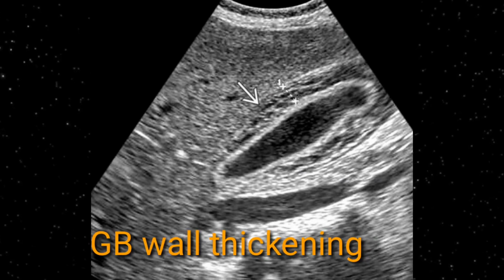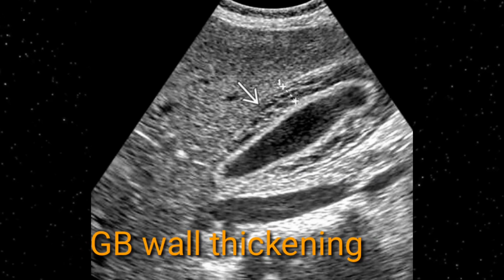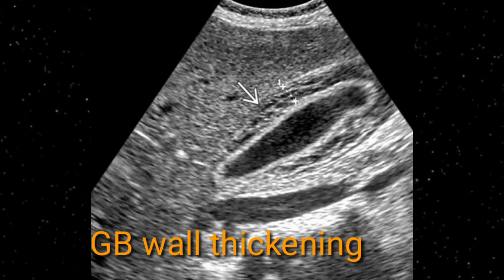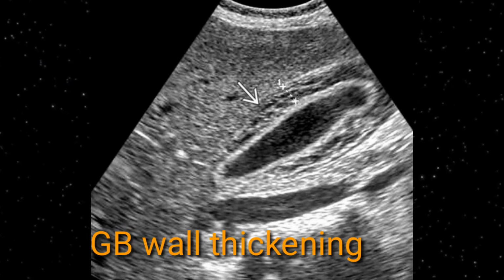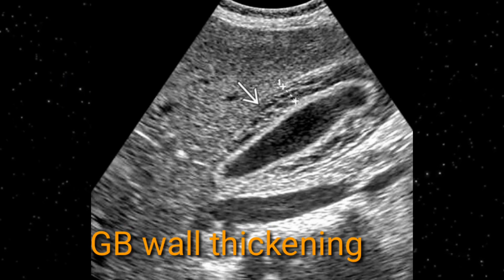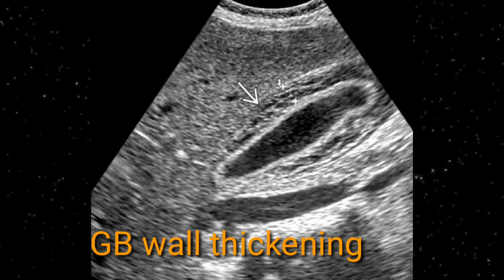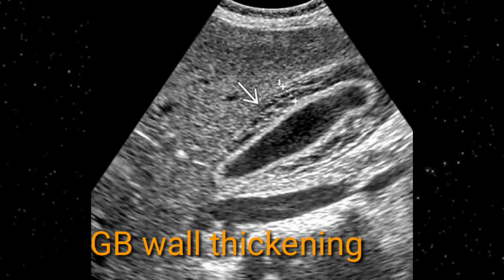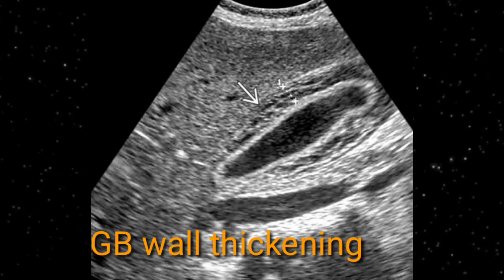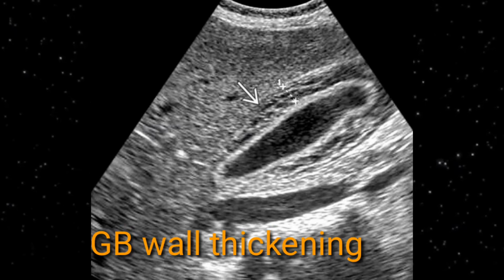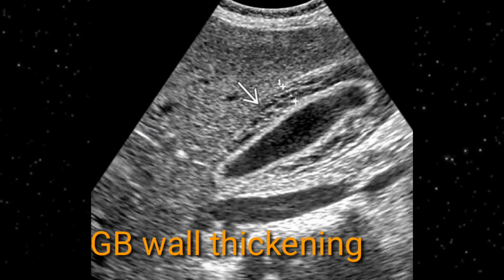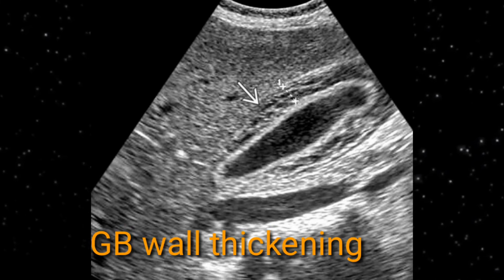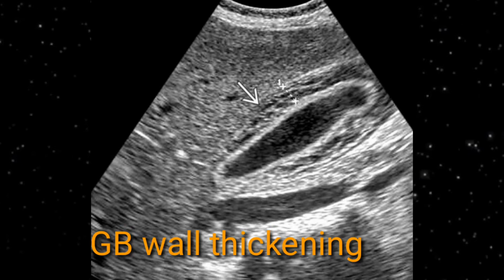Another finding besides hepatomegaly is thickening of the gallbladder wall, secondary to edema. Here in this slide you can appreciate the thickened gallbladder wall. This is a classical example of acute hepatitis. In acute hepatitis there will be hepatomegaly, an edematous gallbladder wall, and periportal cuffing or echogenic periportal walls, the starry sky sign. So these are the three characteristic signs on ultrasound for acute hepatitis.